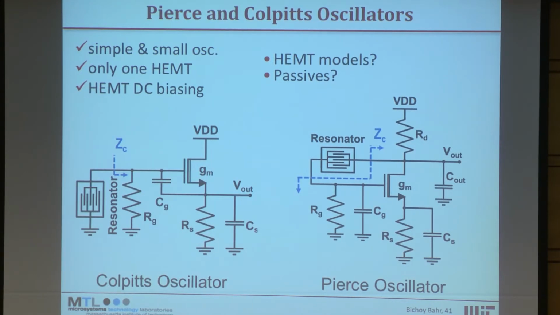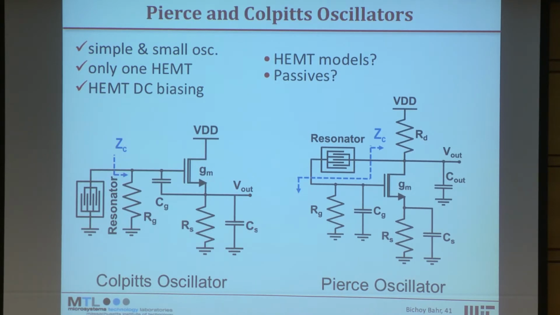And so why Pierce or Colpitts? They are very simple. They only require one HEMT, very small and low power consumption, of course. But I ran into a very unusual problem, or at least it was unusual for me. I come from a circuit design background in CMOS, where we have these huge foundries that give you all the models and a well-featured design kit. But this wasn't the case.